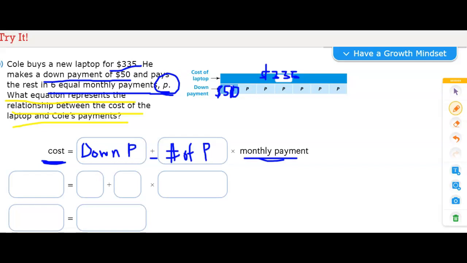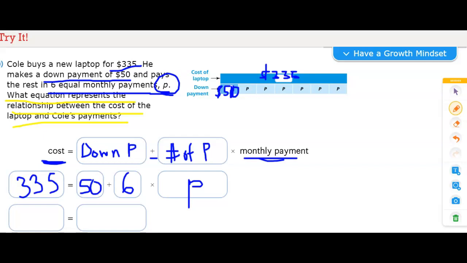So then we go to the next step. Now that we have the equation written in words, now we need to write it in numbers. So the cost of the laptop was $335. The down payment was $50. And then the number of payments is 6. And the monthly payment we still don't know. And that is represented by P. So that is the equation, but we need to now simplify this equation.